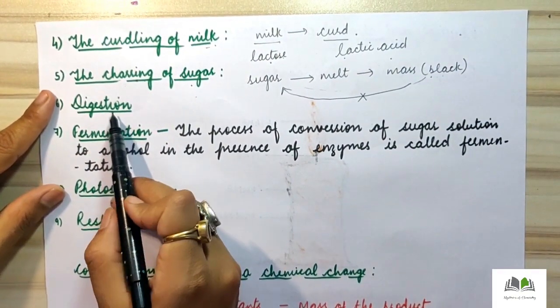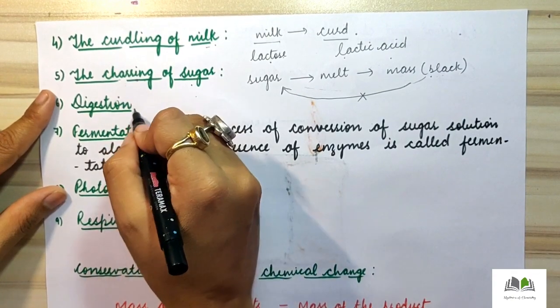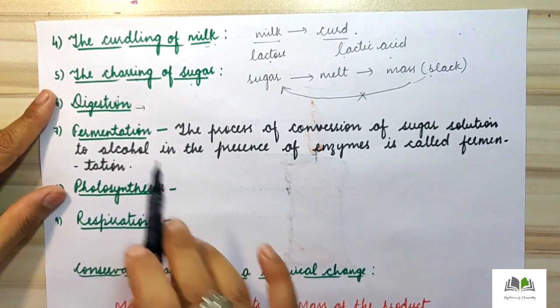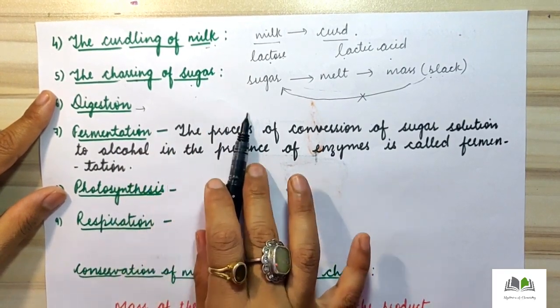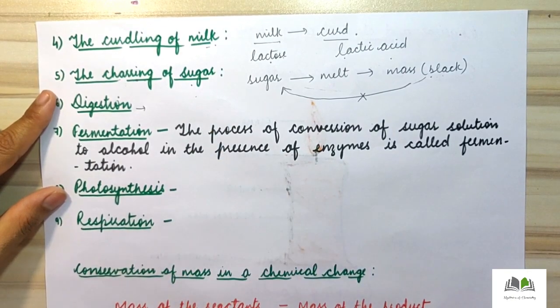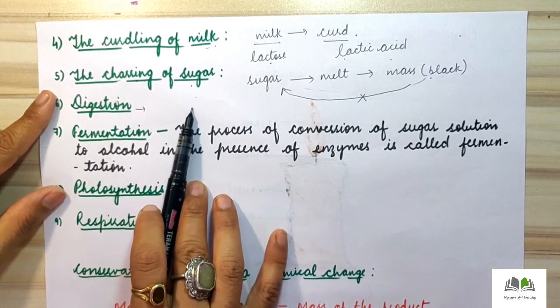Now the next example we have is digestion, which is a very common example we can see in our body. Digestion is the breakdown of bigger molecules into smaller ones. Once the food gets digested, it cannot be converted back into the food which we have consumed. So again, digestion is a type of chemical change.